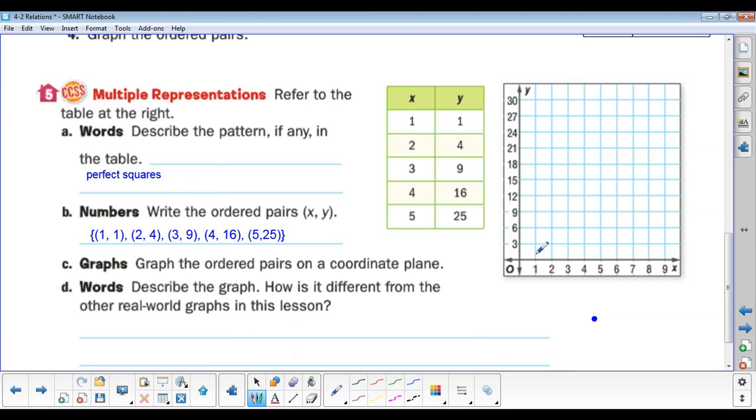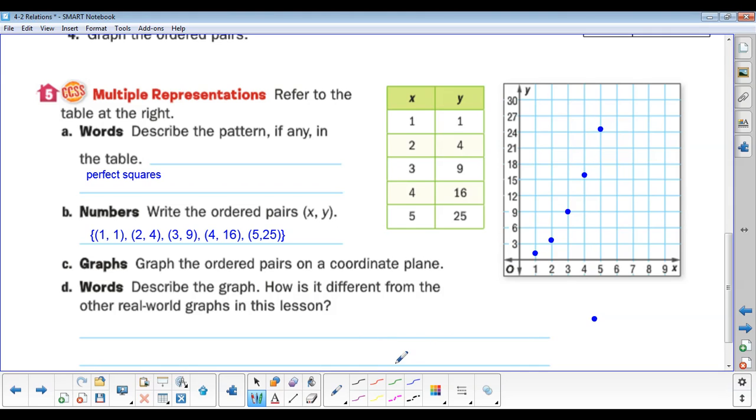We've got 1, 1 would be about here. 2, 4 would be just over 3. 3, 9, one we can actually graph easily. 4, 16, and 5, 25. Now, describe the graph. How is it different from the other graphs in this lesson?